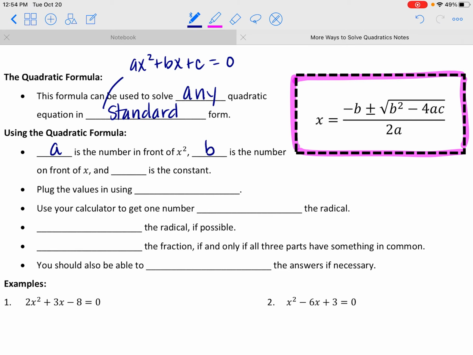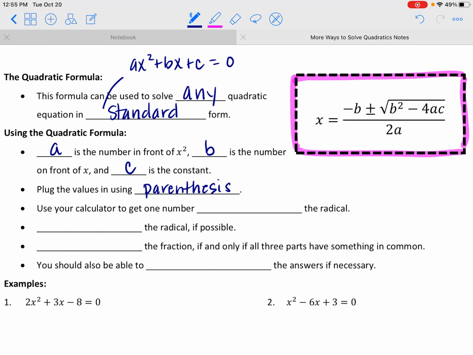B is picking out the number in front of the x, and c is picking out the constant, as long as it's coming from standard form. And we're just going to plug and chug. Okay, plug the values in. Just make sure you use parentheses when you plug them in so that you don't mess up anything with your negatives in particular. And then in terms of simplifying the formula, I don't really like using the formula myself.